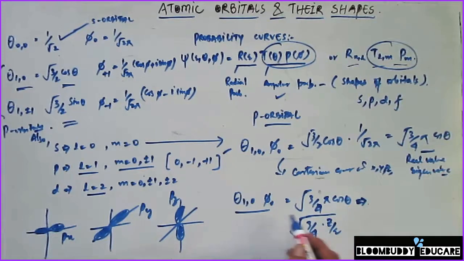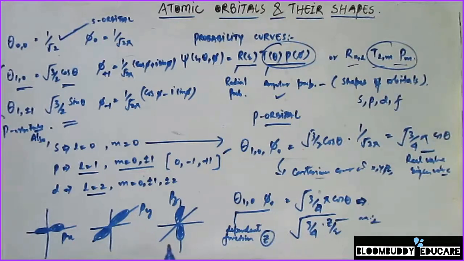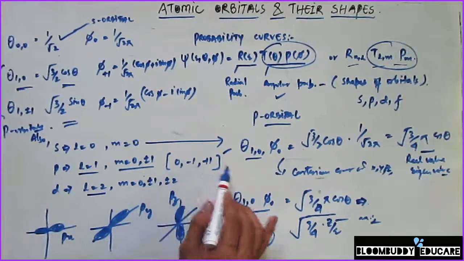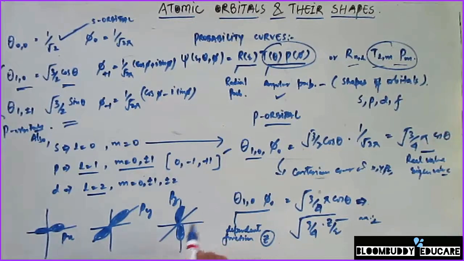So that means this angular wave function, in other words, is a function of z. So that means the p orbital has a dumbbell shape and it's dependent upon the z-axis. Then for the other two cases, where you have -1 and +1, you will get it as a function of the py axis or px axis. So that's why we have px, py and pz.